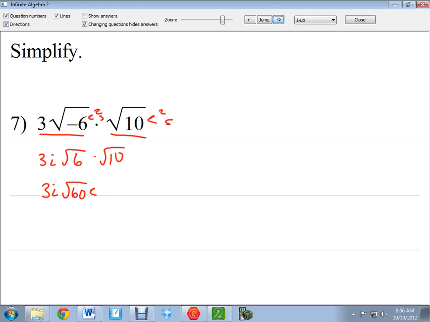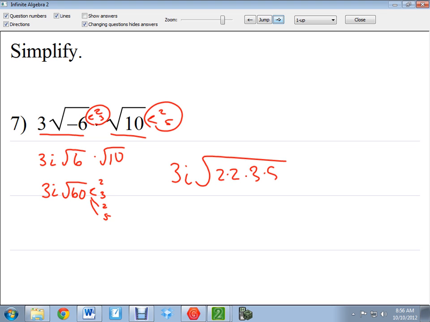Now, root 60 can be broken down into 2 times 3, which is the 6, and also 2 times 5, which is the 10. We can just use the same numbers that we had for each individual root up there: 2 times 3 times 2 times 5. So this is 3i square root of 2, 2, 3, 5, all multiplied together. Now, of course, we have this pair of 2's that could come out, which would be a 2 on the outside, which gets me 6i root, and then 3 times 5 on the inside is 15. That would be the final answer for this problem.